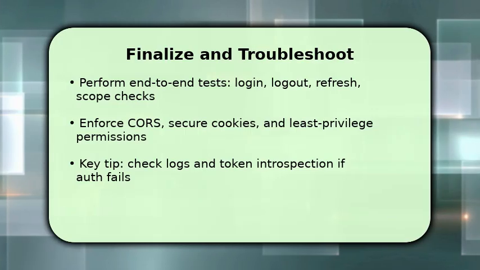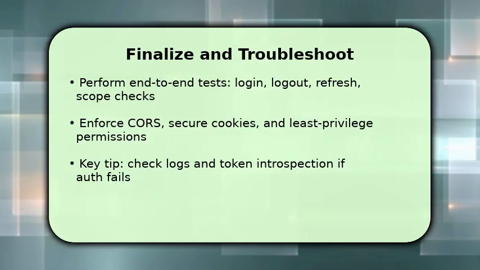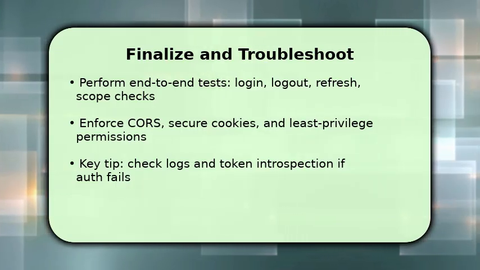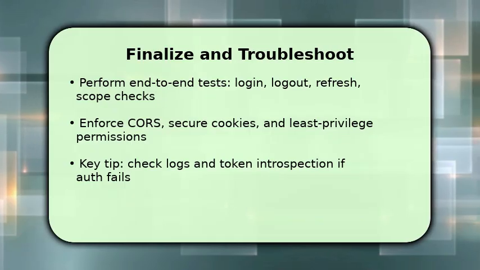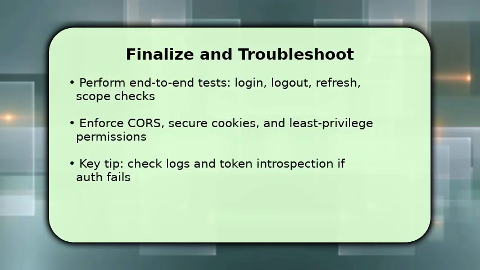If something goes wrong, use token introspection and Panda Auth logs to trace the issue. Look for mismatched redirect URIs, clock skew, or expired secrets. Once fixed, rerun tests and monitor metrics to ensure stable authentication in production.